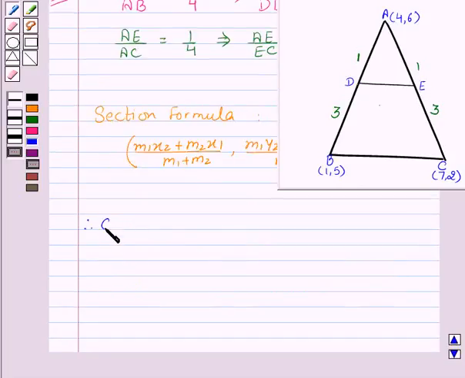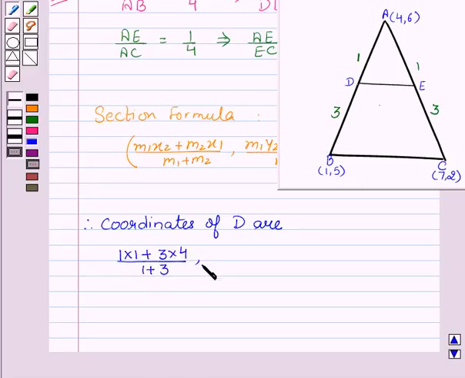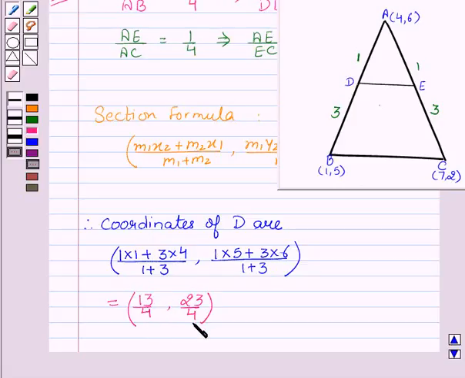Therefore, coordinates of D are (1 into 1 plus 3 into 4) upon (1 plus 3) and (1 into 5 plus 3 into 6) upon (1 plus 3). This is equal to 13 upon 4 and 23 upon 4. So the coordinates of D are 13 upon 4, 23 upon 4.